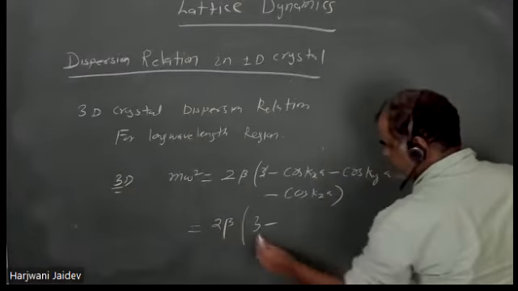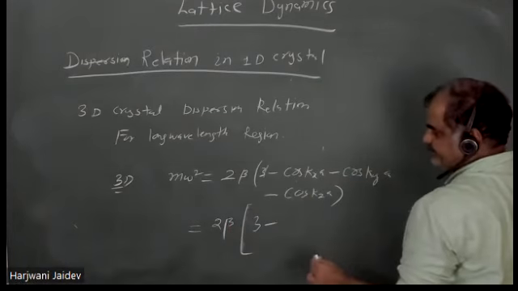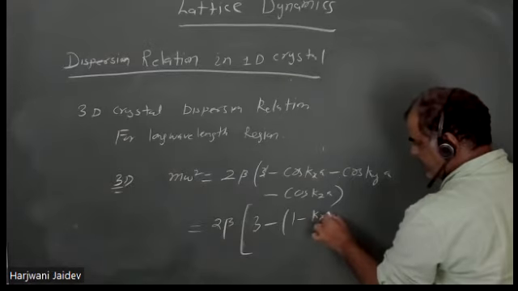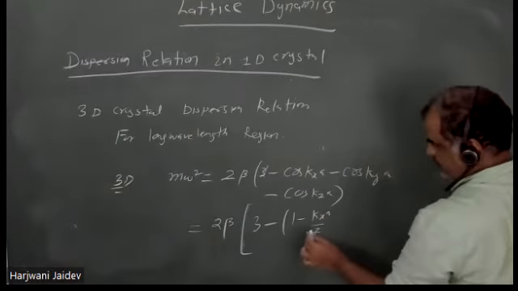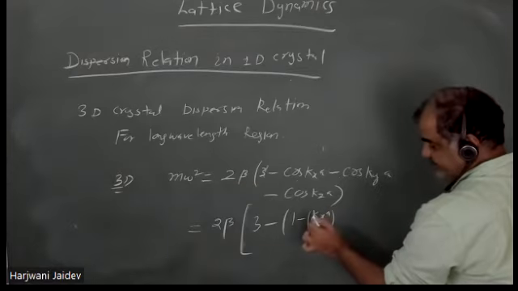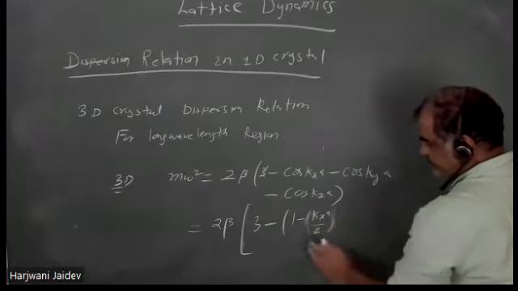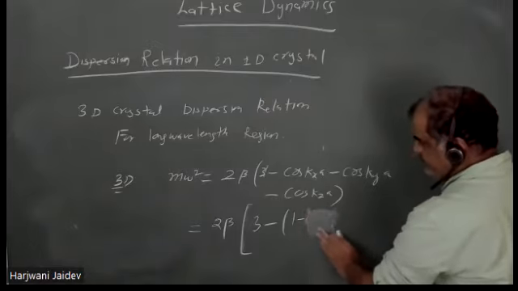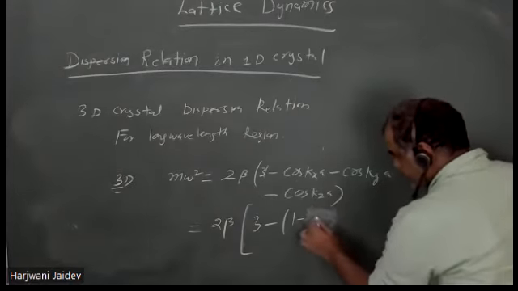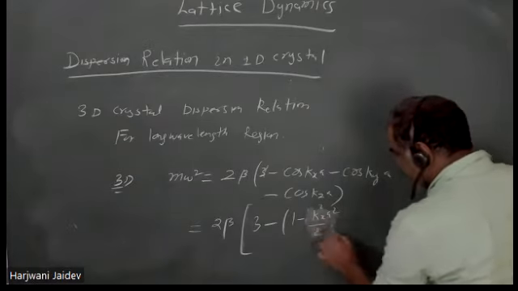3 minus cos, what can we write? 1 minus kx a whole squared by 2. Squared will come, won't it? No, 2 won't come, sir, the whole of kx a will be squared. Okay, so kx square a square by 2.